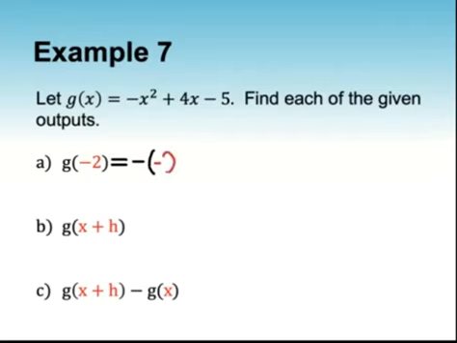negative 2 squared plus 4 times negative 2 minus 5.